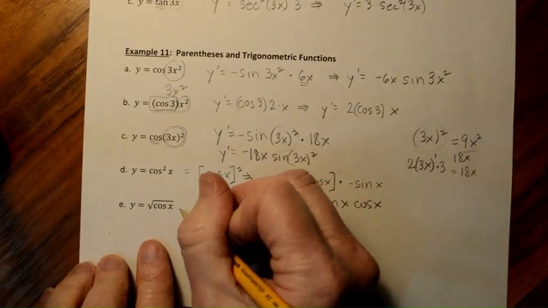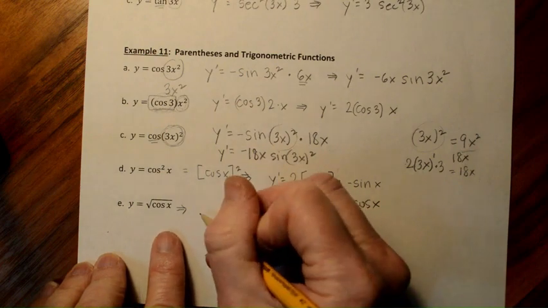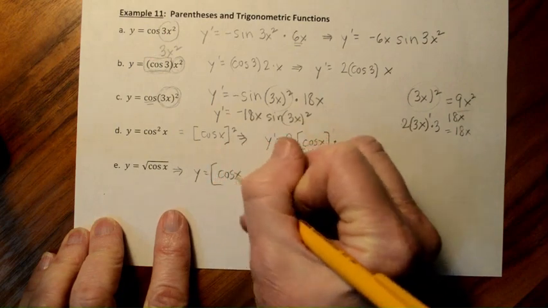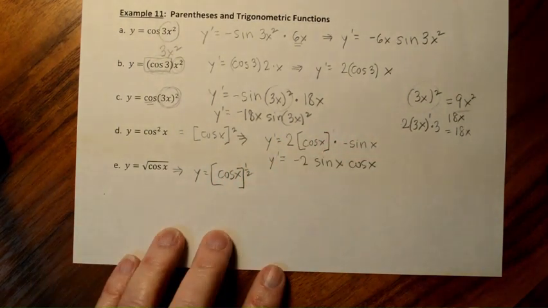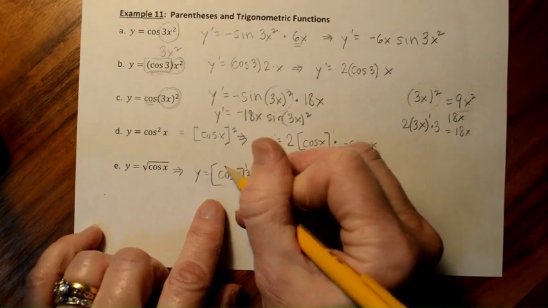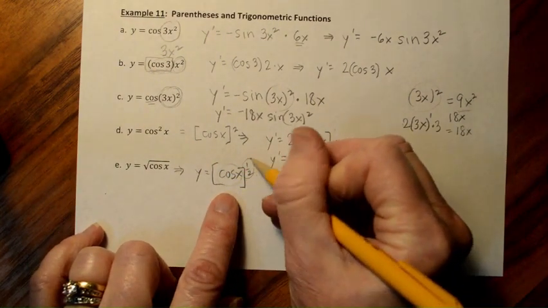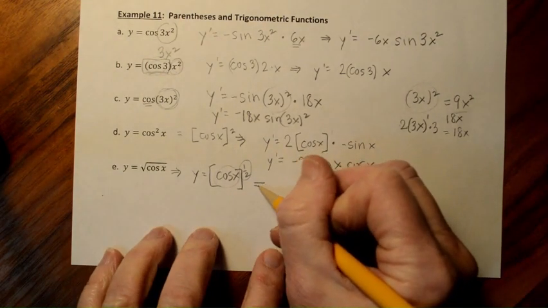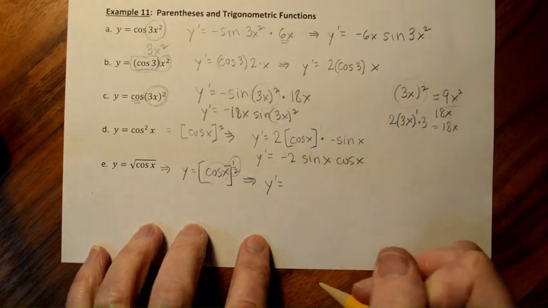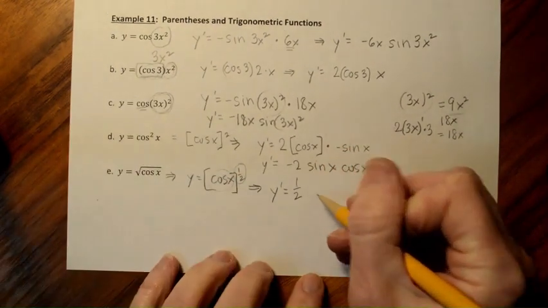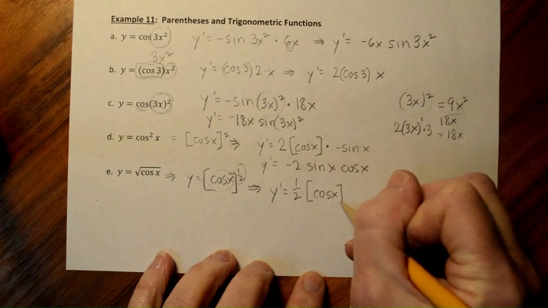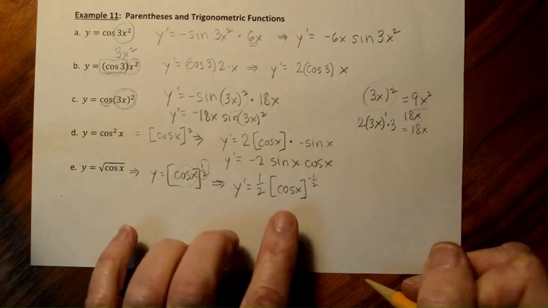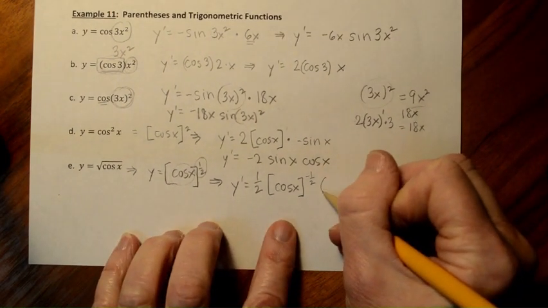Okay, and then this last one, again, if we rewrite this, this is y equals cosine x raised to the 1/2 power. So again, we see that now cosine is the inner function and square root, or the 1/2 exponent, is the outer function. Right, we take the derivative, y prime, bring the 1/2 down, leave the inner function alone, decrease the power by 1, so this becomes the negative 1/2, and then we take the derivative of the inside, which is negative sine x.